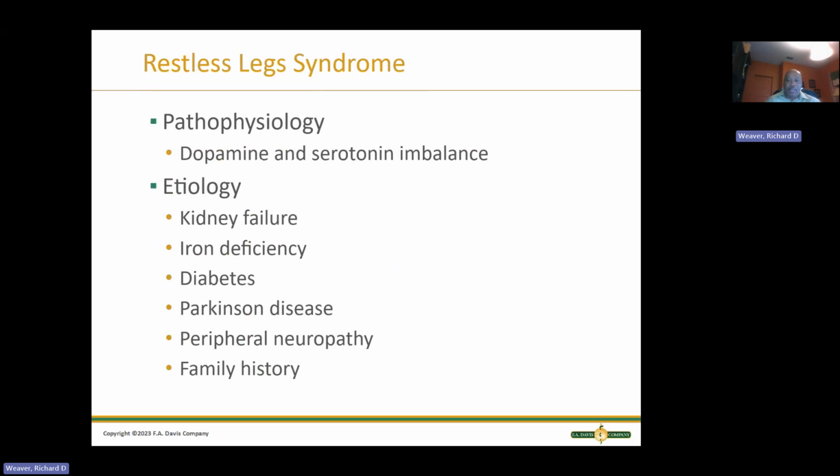Now, symptoms of restless leg syndrome can improve as these medications are discontinued. And so we may have to discontinue the medications and then, of course, treat whatever their illness is, and that might provide some relief.